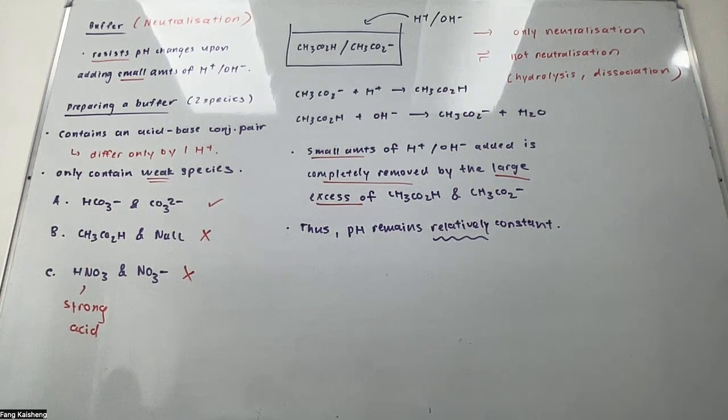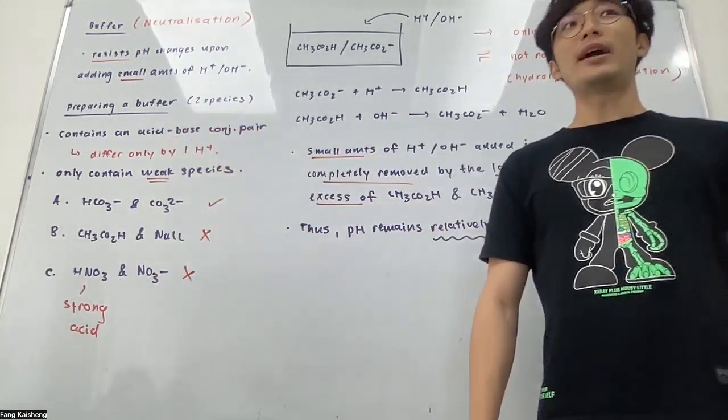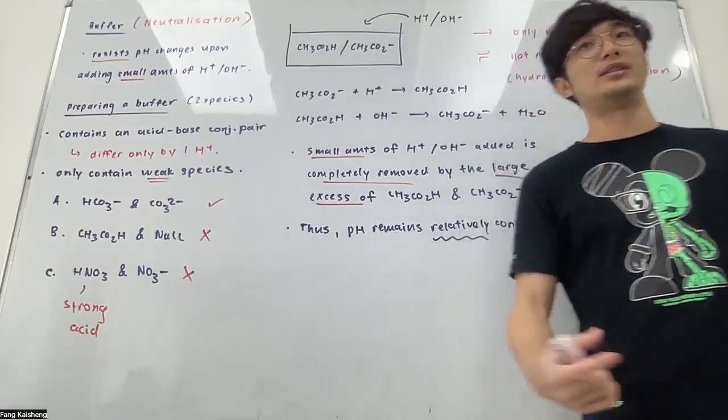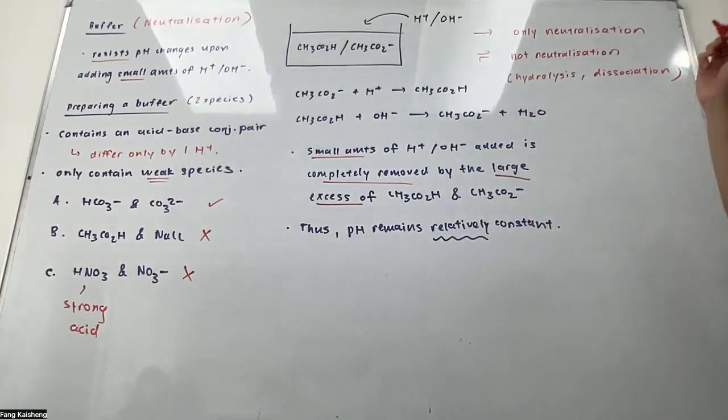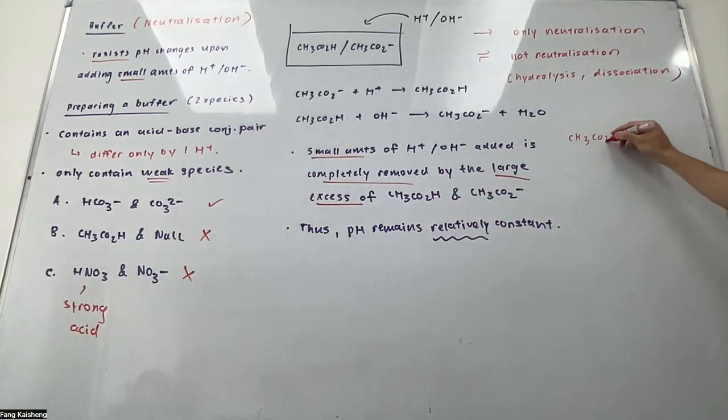Now, someone may be asking, right? Why must it be an acid and conjugate base pair? I just told you all that and you all just accepted it. Why can't it be an acid and base, like a normal acid and base? So for example, why must it differ by only 1 H plus? Why can't they be CH3CO2H and NaOH, right?